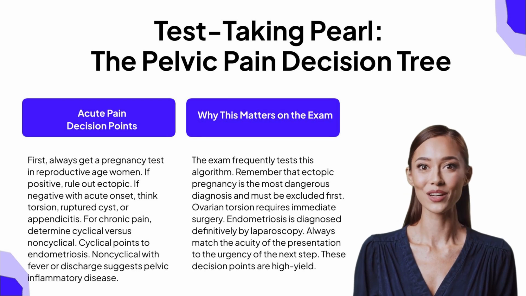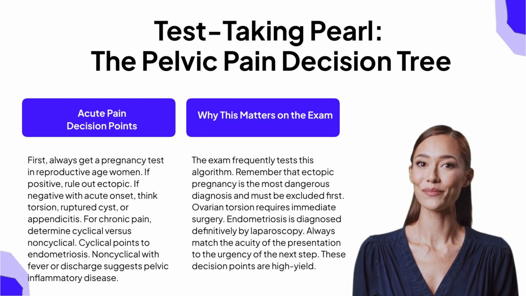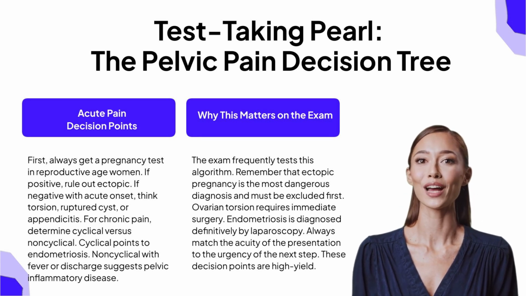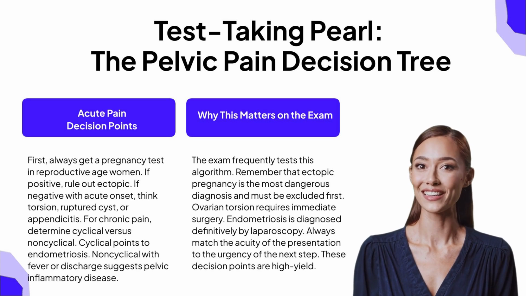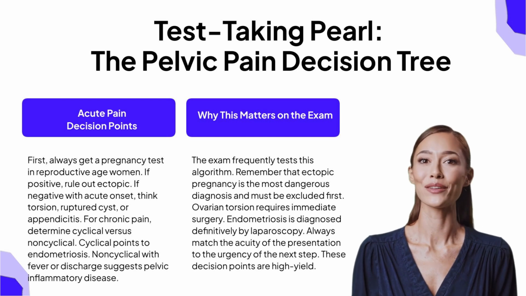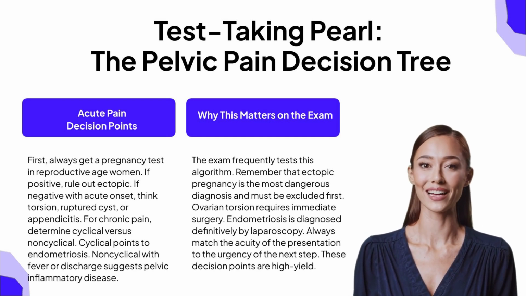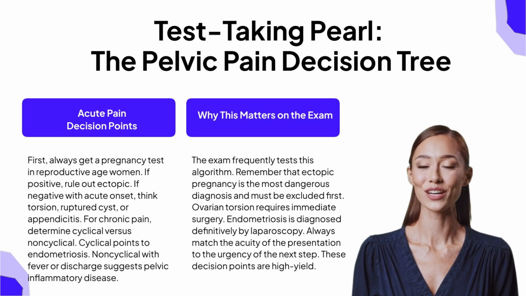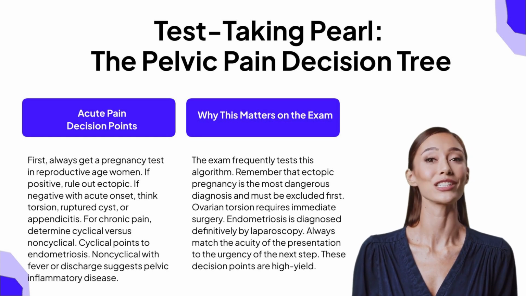Here is a test-taking pearl about the pelvic pain decision tree. For acute pain decision points, the first step is always to get a pregnancy test in any reproductive age woman with pelvic pain. If the pregnancy test is positive, you must rule out ectopic pregnancy. If the test is negative and the onset is acute, think ovarian torsion, a ruptured ovarian cyst, or appendicitis. For chronic pain, determine whether the pattern is cyclical or non-cyclical. Cyclical pain that worsens with menses points to endometriosis. Non-cyclical pain with fever or discharge suggests pelvic inflammatory disease.